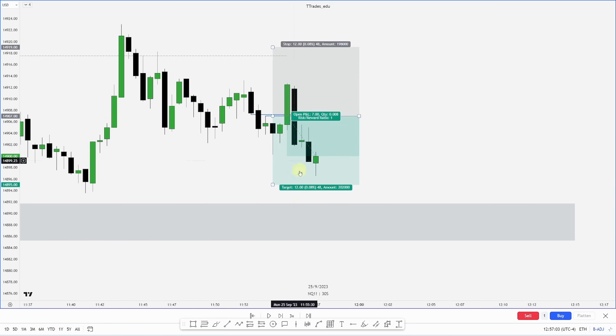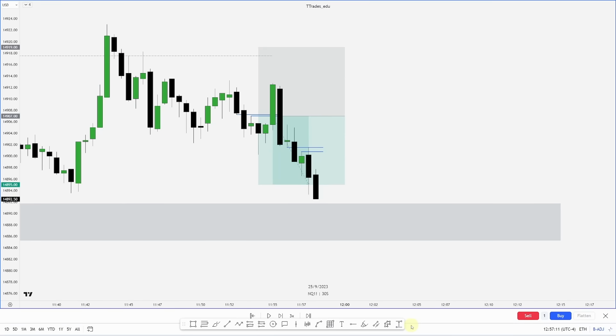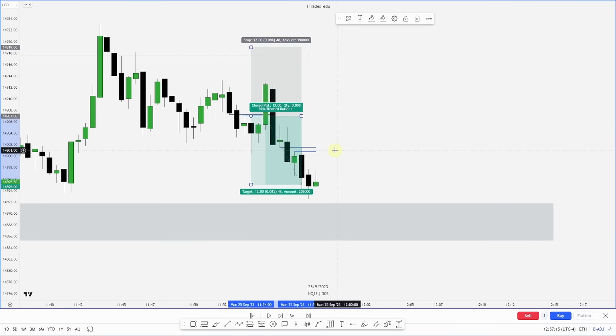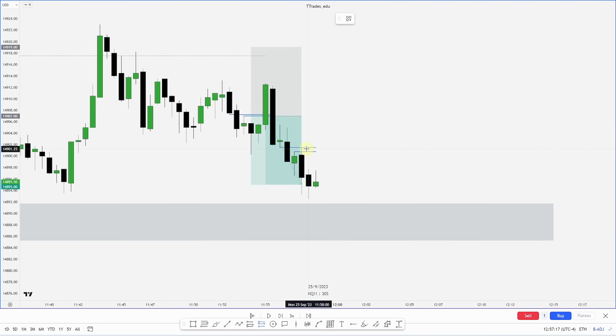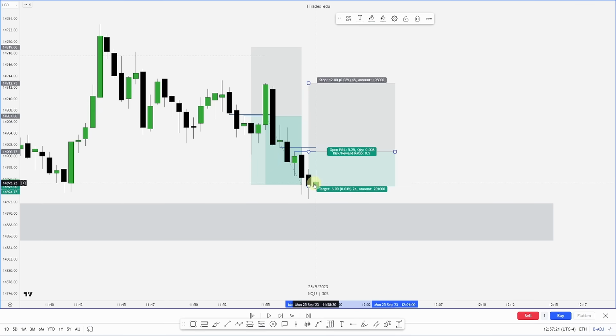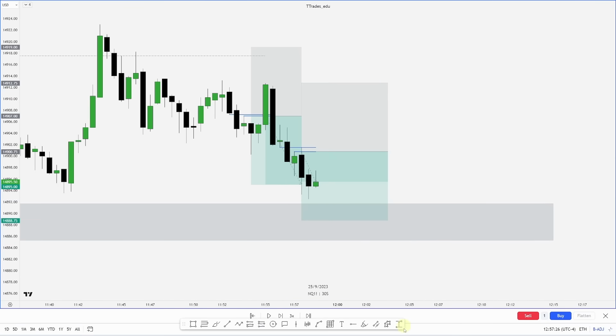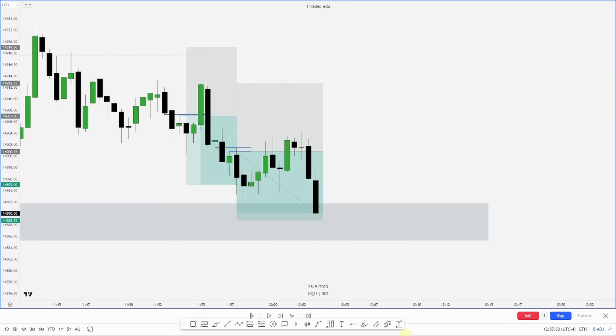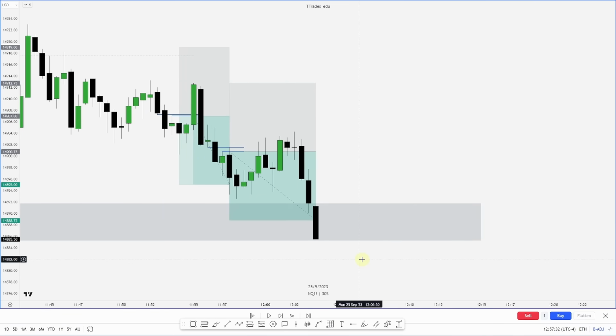You can see if we miss this one, we have another fair value gap here and another opportunity to enter. But let's see how this works out. So this entry would have worked out. Now let's see what would have happened if we would have taken this entry here. And that one would have worked out as well.